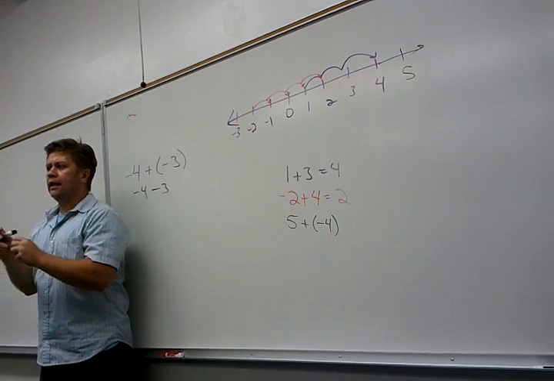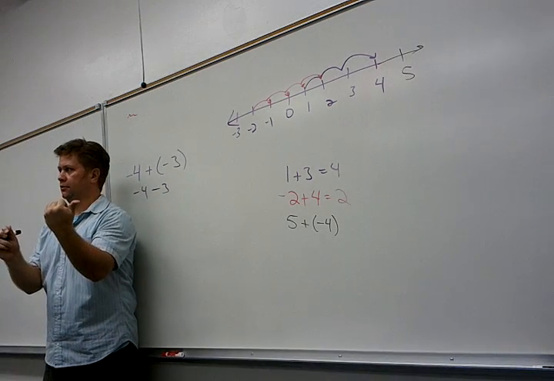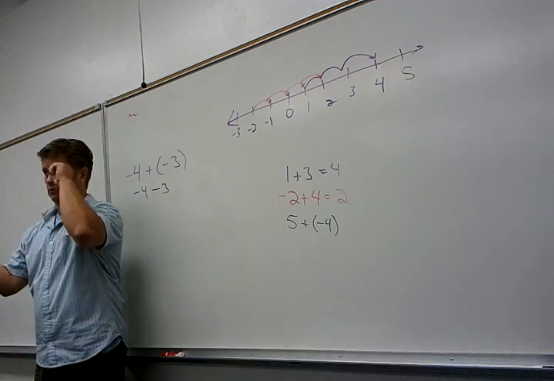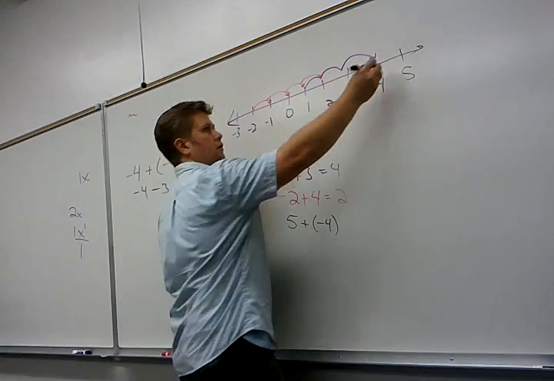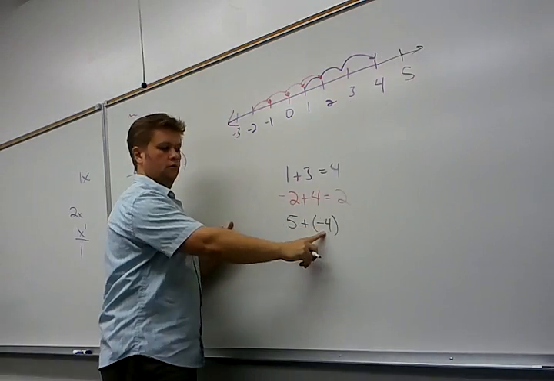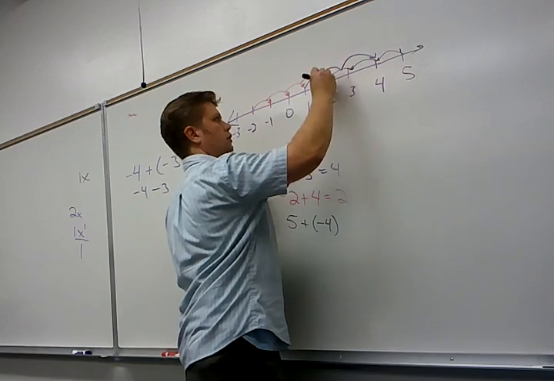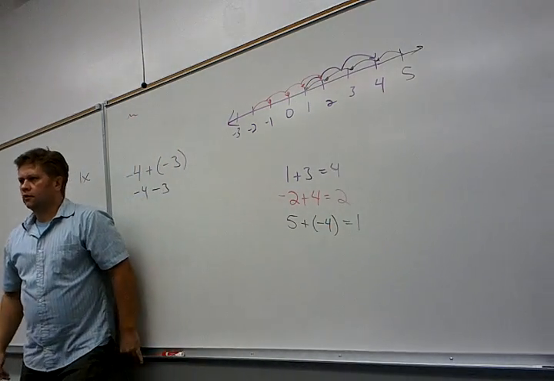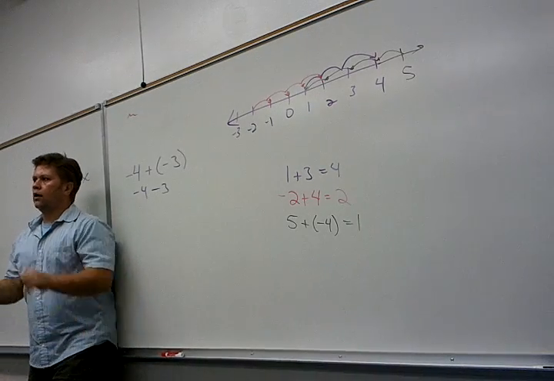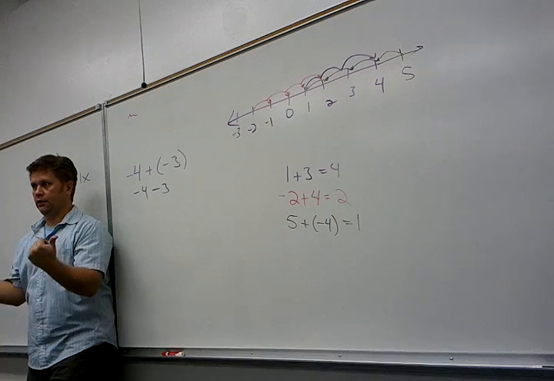So what we just said, adding a positive means going that way. So adding a negative has got to mean going the other way. So if I start at 5, where am I going to go? Backwards 4. Back 4. 1, 2, 3, 4. Cool? So I've established what adding positive and adding negative means.